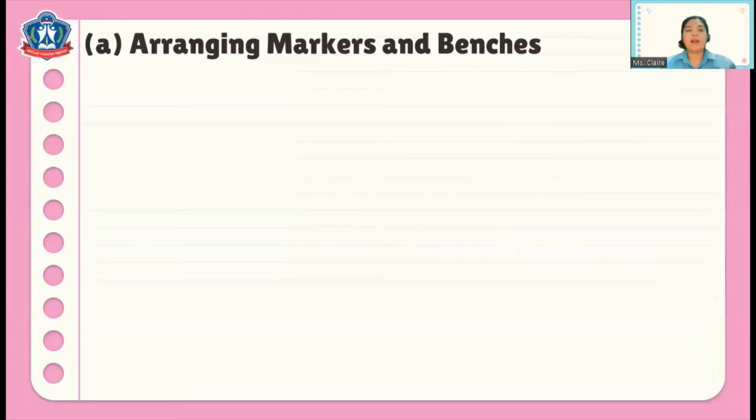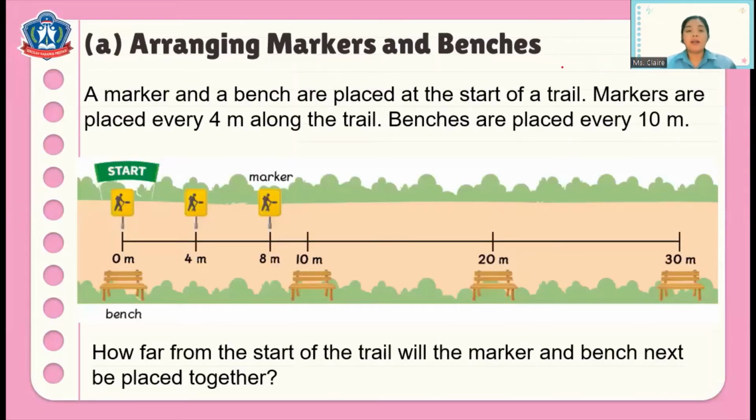Okay, I have here a problem. We have arranging markers and benches. Okay, a marker and a bench. This is a marker. This is a bench. They are placed at the start of a trail. Markers are placed every 4 meters. So we have 4, 8, and the next is around here. That is 12, because every 4.